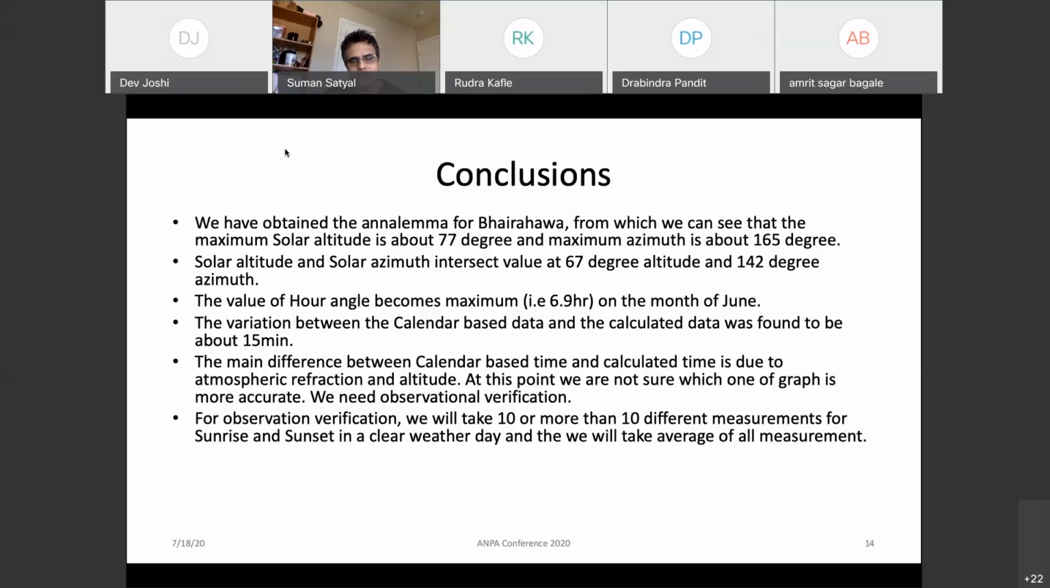We are still not sure which graph is correct, so we need some verification, and for this we will take 10 or more different measurements of the sunrise and sunset time in a clear sky. The average of these data will give an accurate or nearly equal value for the sunrise and sunset time. This is our future work for this project.